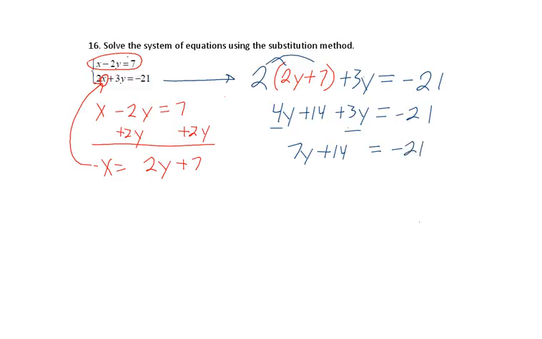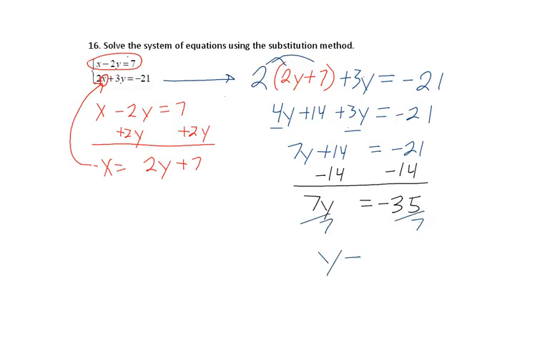And now we can start getting things alone. So this means -14. So 7y will equal -35. And finally, divide by 7. So y would equal -35 divided by 7, which is -5. So good news, you got the first answer, -5.